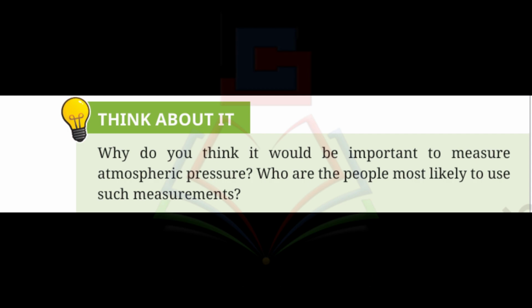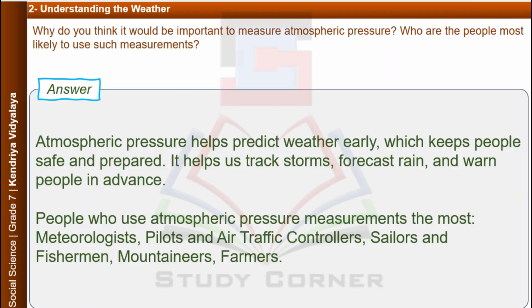Why do you think it would be important to measure atmospheric pressure? Who are the people most likely to use such measurements? Answer: atmospheric pressure helps predict weather early, which keeps people safe and prepared. It helps us track storms, forecast rain, and warn people in advance. People who use atmospheric pressure measurements the most: meteorologists, pilots and air traffic controllers, sailors and fishermen, mountaineers, farmers.